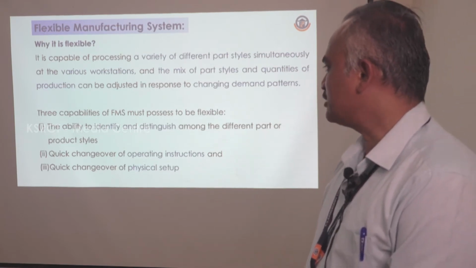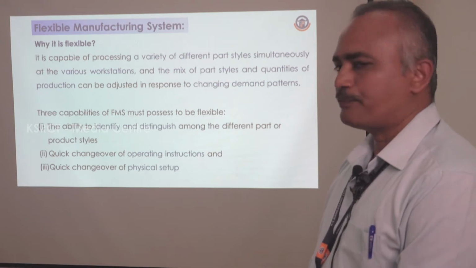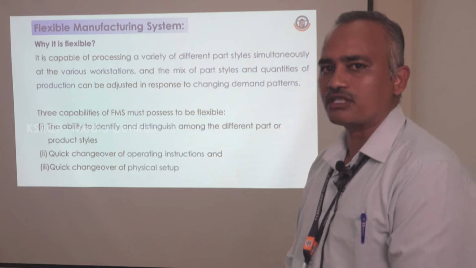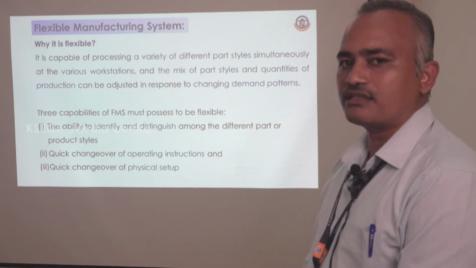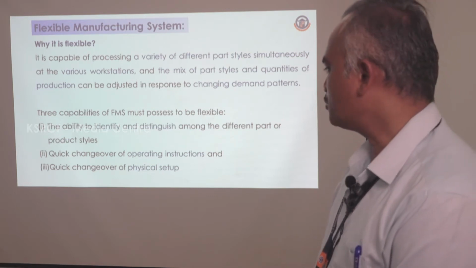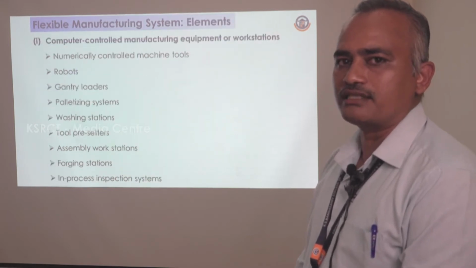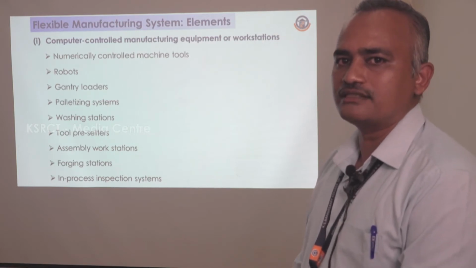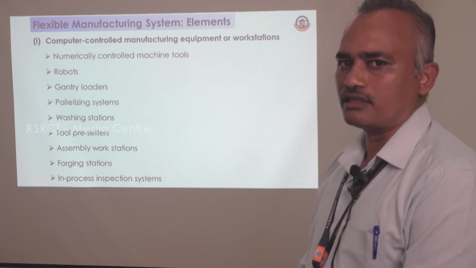The first one is to identify and distinguish among the parts. So identification of the different part styles and differentiating the part styles is one of the capabilities of the FMS system. The second one is quick changeover of the part variety and the operating instructions. And the third one is changeover in the physical setup. So according to the requirement, we can change the entire setup of the processing stations, and also we can change the product route, that is the process from the first to the last one.